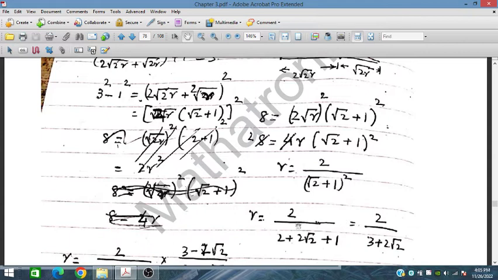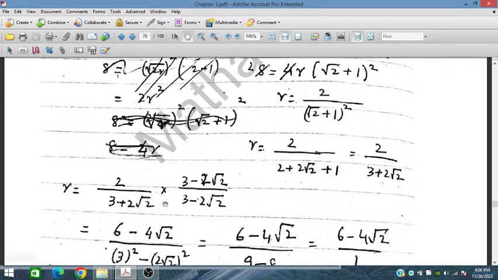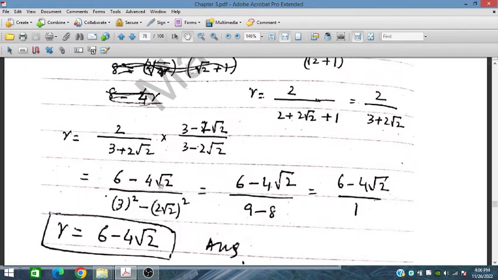So this is 2, and this is 2 plus 2 under root 2 plus 1, this is 2, 3 plus 2 under root 2. 2 divided by 3 plus 2 under root 2, so we have to rationalize, so multiply by 3 minus 2 under root 2, 3 minus 2 under root 2. Multiplying, we have 2 times (3 minus 2 under root 2) divided by 1, so this is 6 minus 4 under root 2, and this is the resultant.